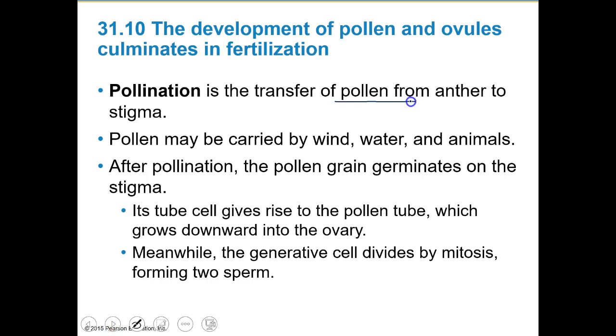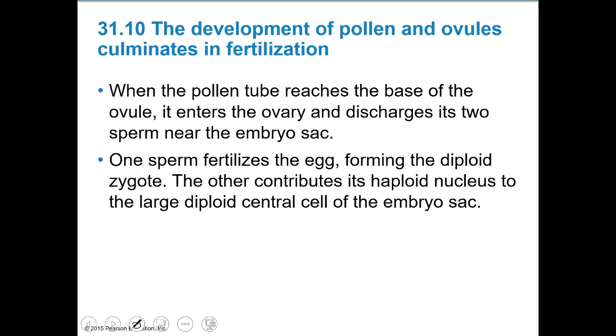Pollination is the transfer of pollen from the anther to the stigma. Pollen can be carried by wind, water, animals, whatever. After pollination, the pollen grain germinates on the stigma, so it grows down the stigma and through the style. The tube cell gives rise to a pollen tube, which grows downward into the ovary. Meanwhile, the generative cell divides by mitosis and gives us 2 sperm. So it's a complicated little process.